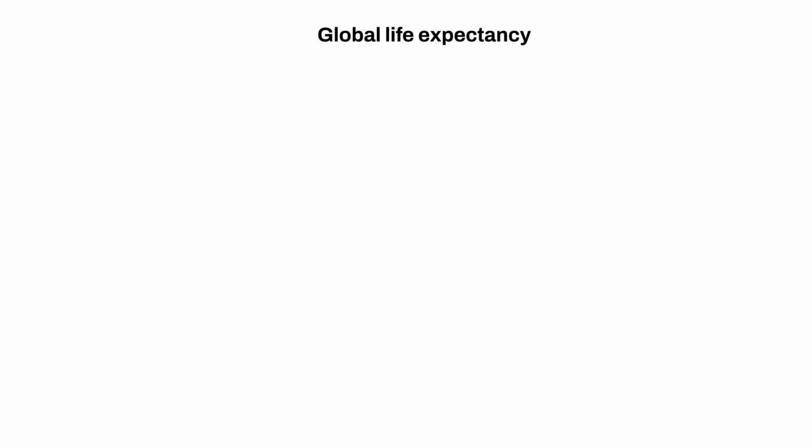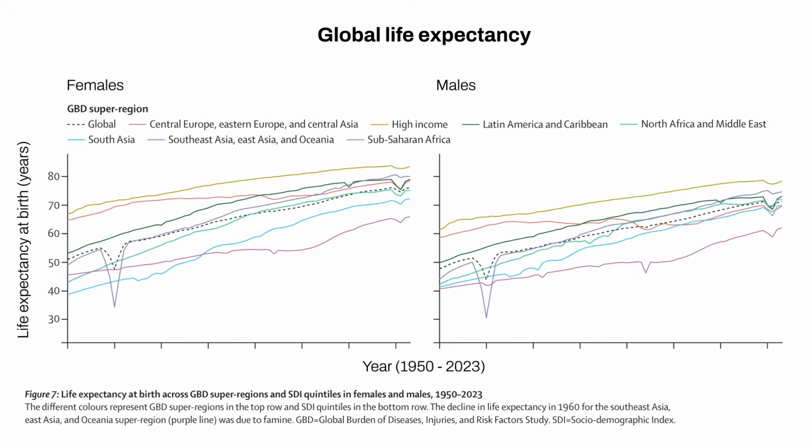Global life expectancy has followed three distinct trends since 1950. First, from 1950 to 2019, life expectancy rose from about 51 years to 76 years for females, and about 48 years to 71 years for males. The COVID-19 pandemic caused a dip between 2019 and 2021. Life expectancy fell about 1 to 2 years to 75 for females and 69 for males in 2021.